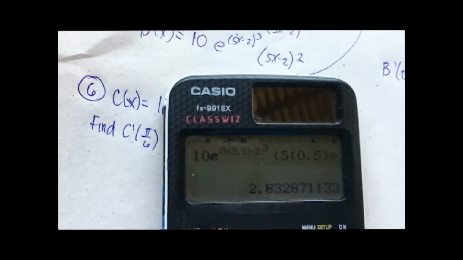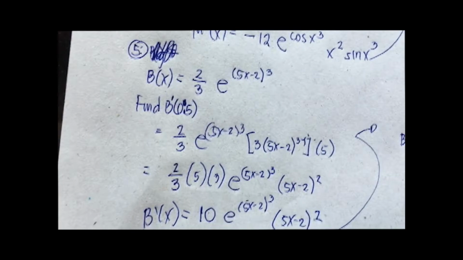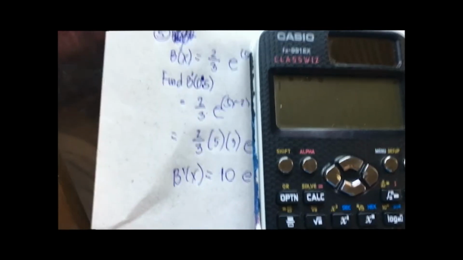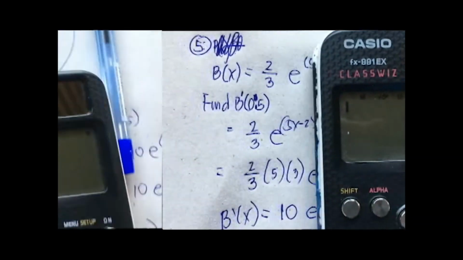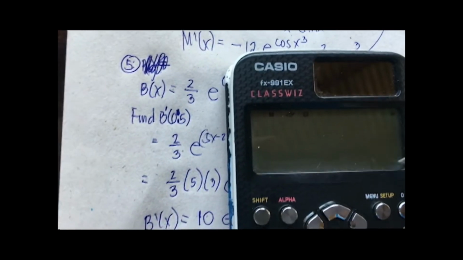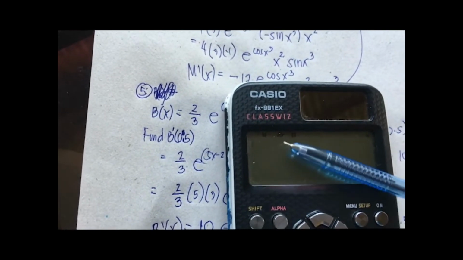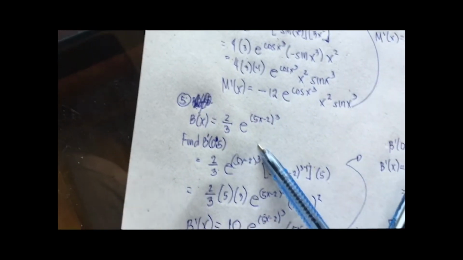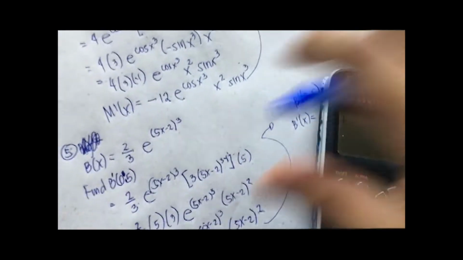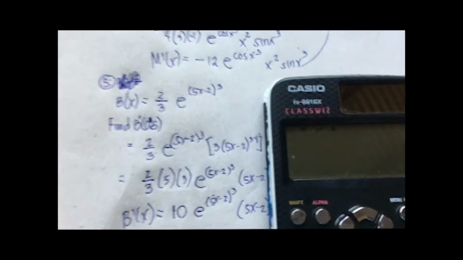So, you have 2.83. Of course, we need to recheck if the answer is the same using the shortcut on the calculator. Let's use the calculator. It doesn't matter whether it is in radian or degree mode, because no trigonometric function is involved. So it's okay not to change the mode. Let's use the shortcut.